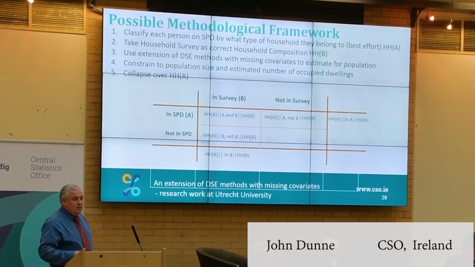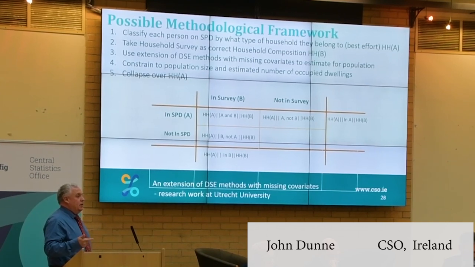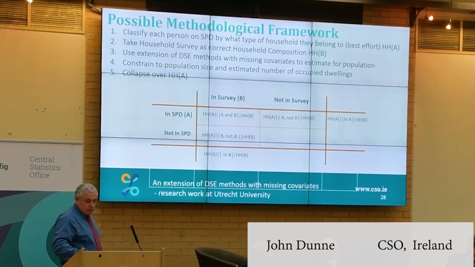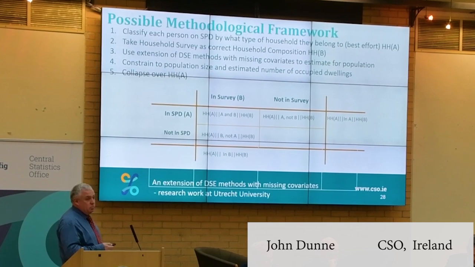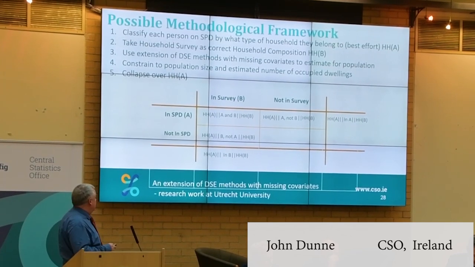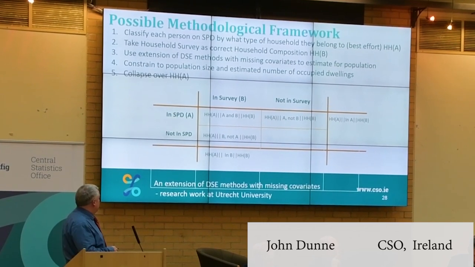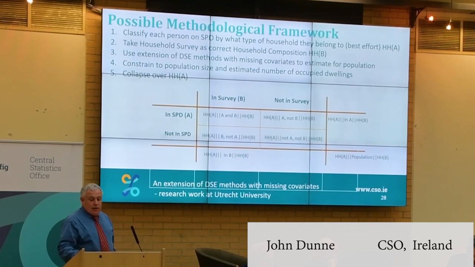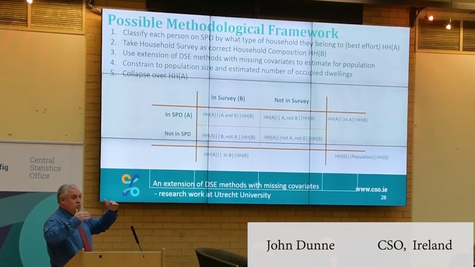This leaves us with the classic DSE setup where we can block by HHA and HHB, the household composition or the household classifications. So we just carry out the simple DSE for each of the blocks or each of the cells or each of the counts in there, and we're able to estimate then for the population. We estimate for the population HHA, population HHB. So we get the distribution.